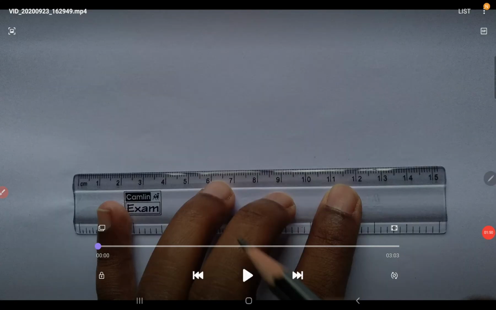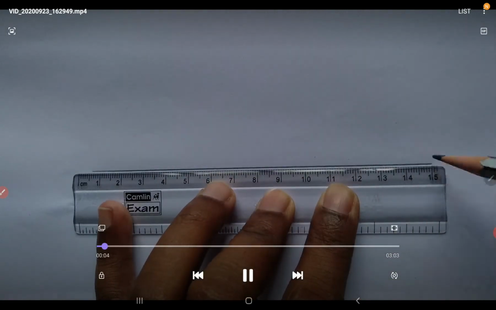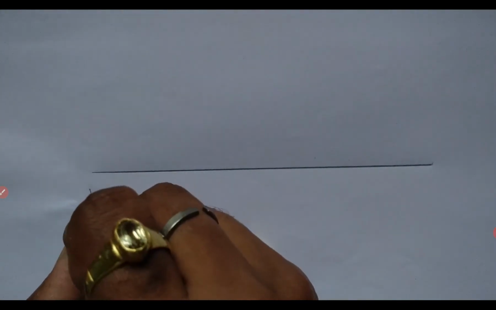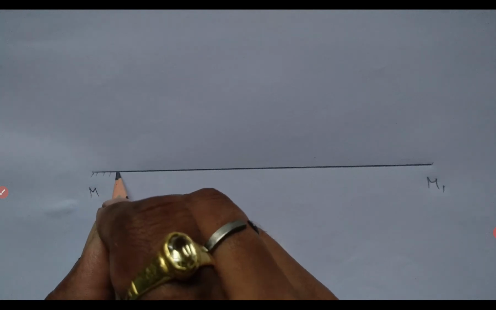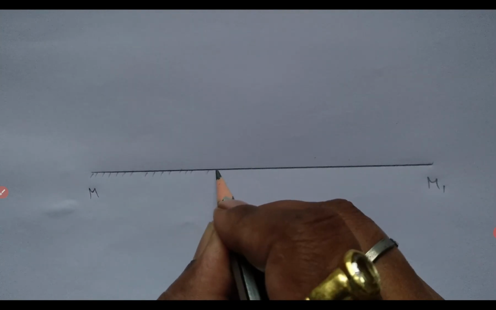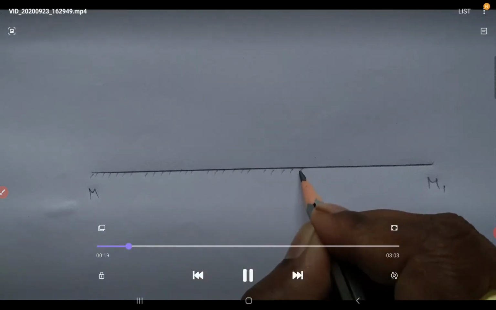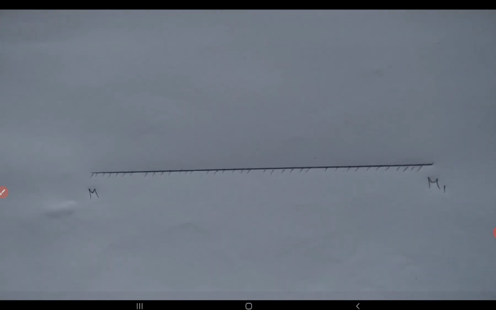So let me start with the mirror, and I am drawing a straight line here to represent our mirror. The mirror is M and M1, and then I am drawing the silver part. I am about to complete it. Okay, the silvering part is over.